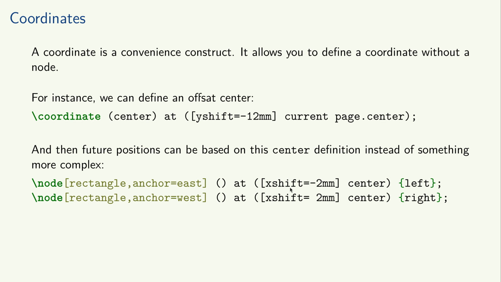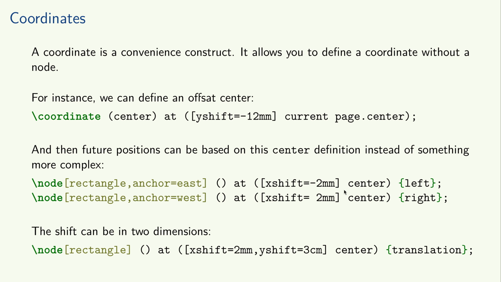And these shift operations, so the y shift and the x shift, can also be combined with a comma in between. Generally speaking, in TikZ, every time you see these square brackets, then you can have stuff with commas in between.